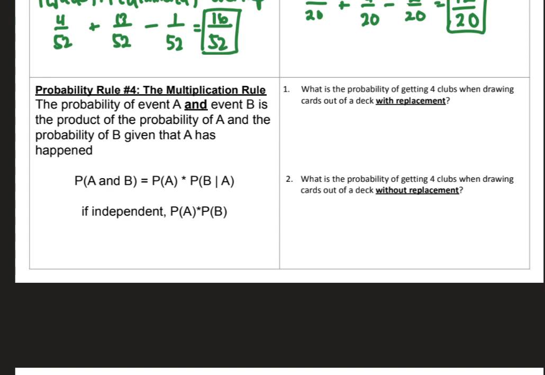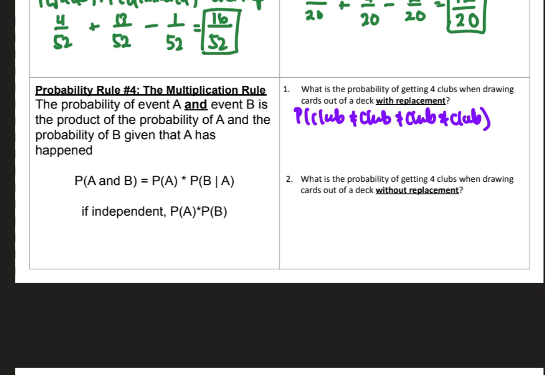It says, what's the probability of getting 4 clubs when drawing cards out of a deck with replacement? So if we're getting 4 clubs, that essentially means I'm trying to draw a club and a club and a club and a club. That's the same thing as saying 4 clubs in a row when drawing cards with replacement. So in this case, since we're trying to find "and," we know that we're going to be multiplying. And since we're replacing the cards, this is considered an independent event.